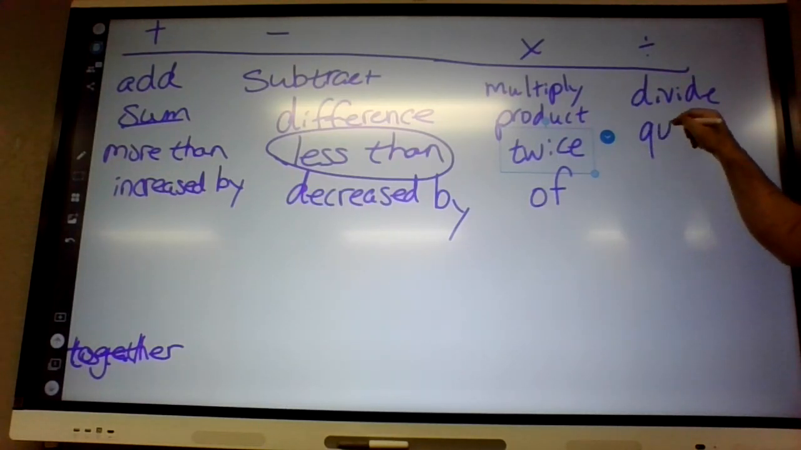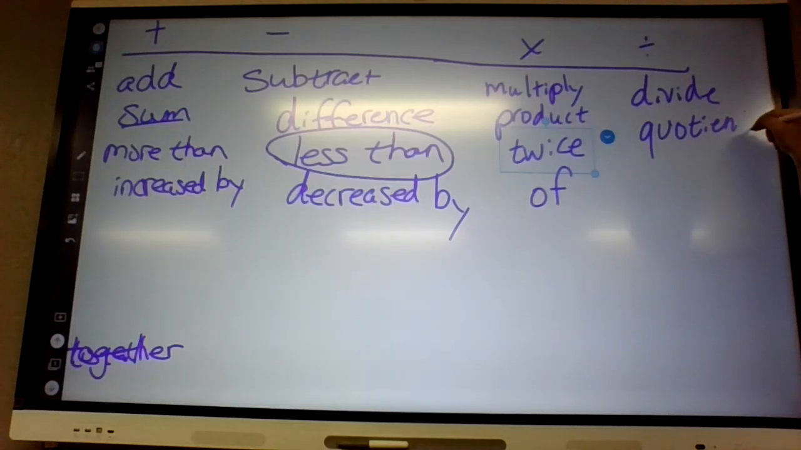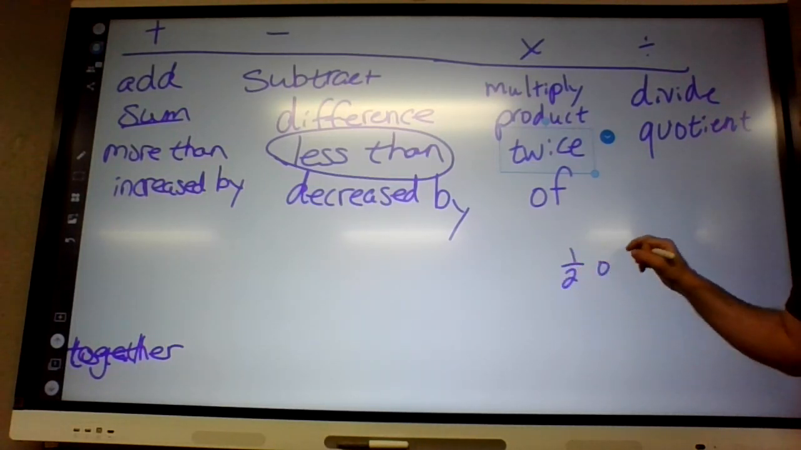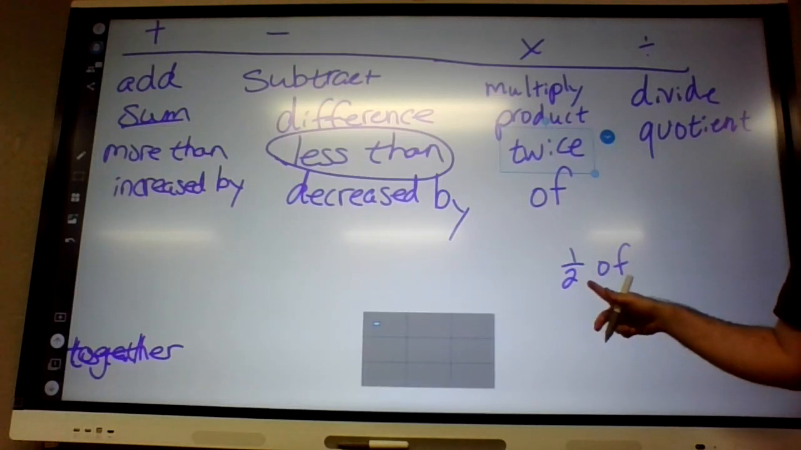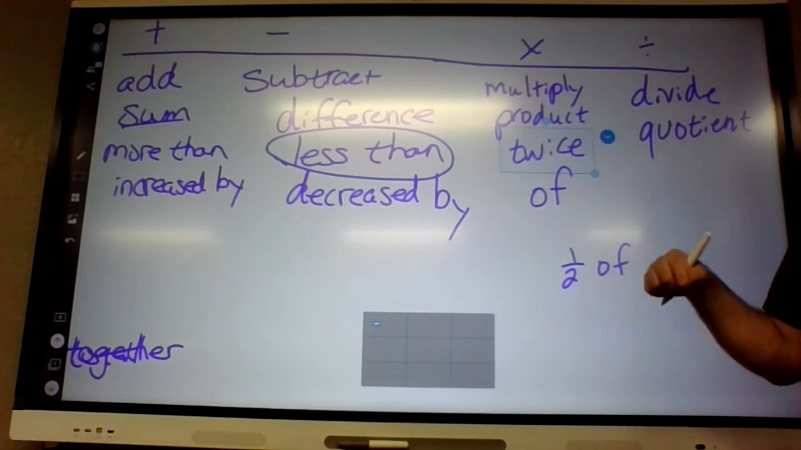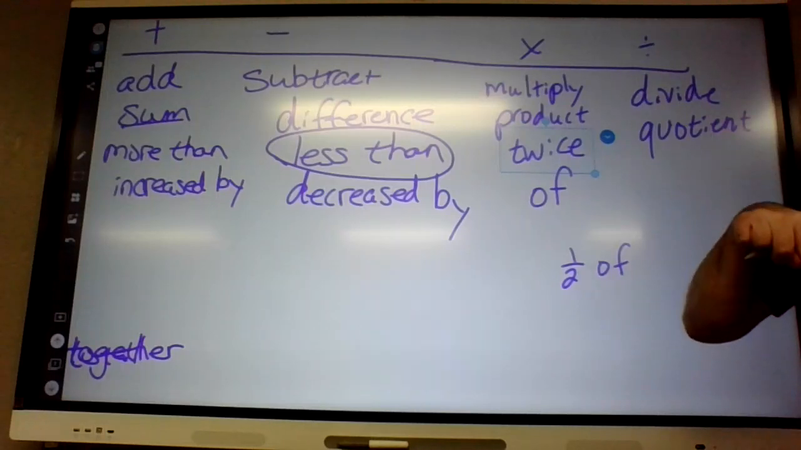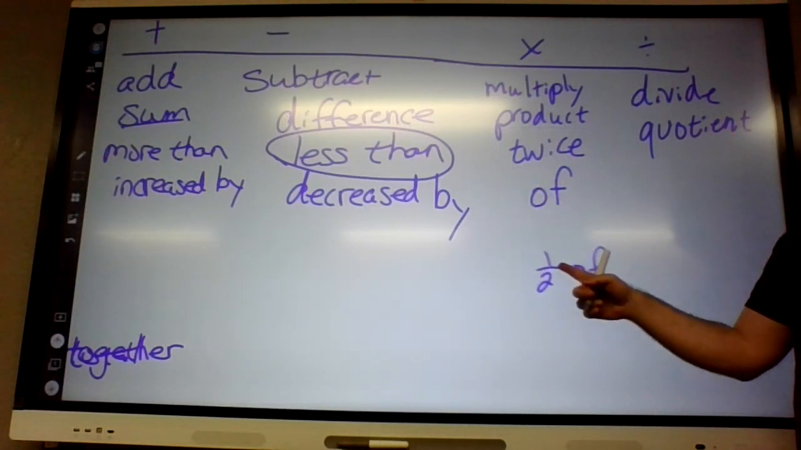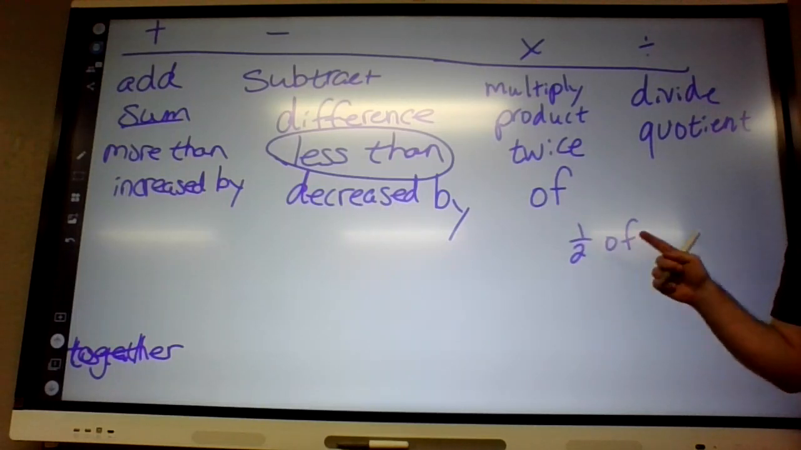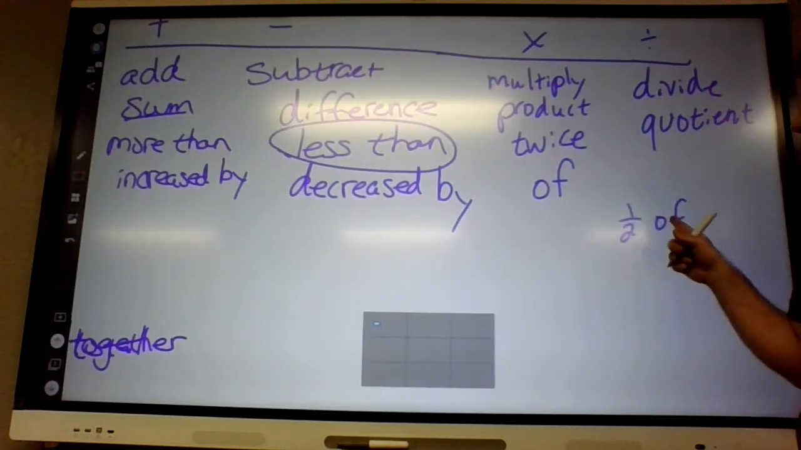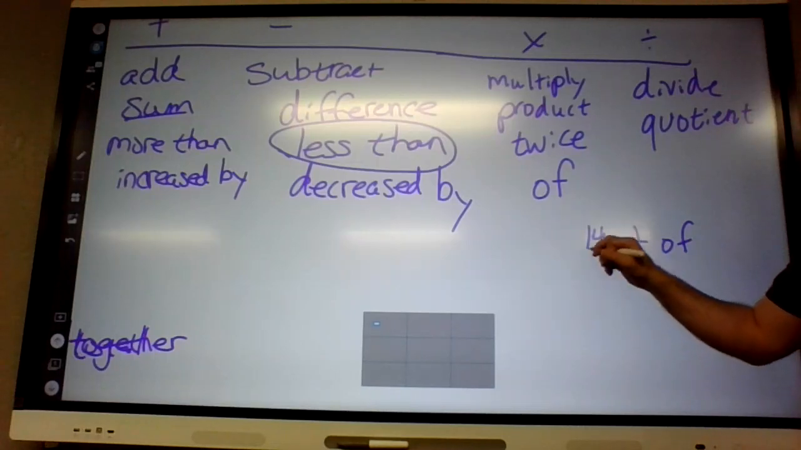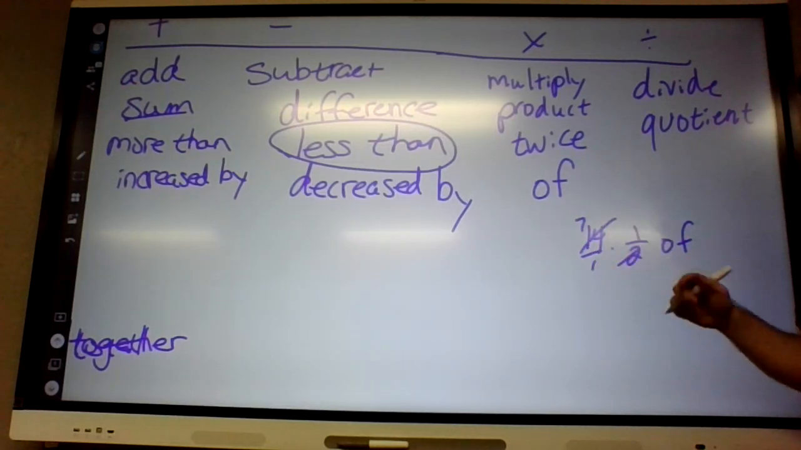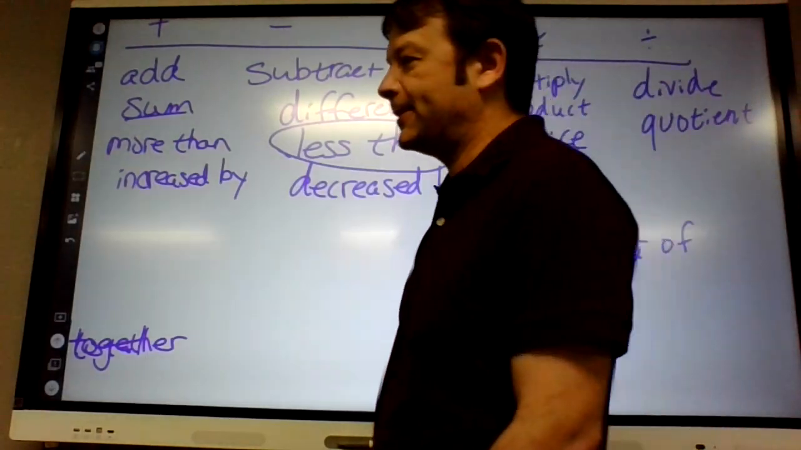I think there's only one quotient. Now, if you say half of, most of you would probably divide by 2, right? Half of your age is 14 divided by 2. Yeah. So that's fine, but it's also 1/2 times your age. So multiplying by a half is the same as dividing by 2. So anyway, either way, it's the same thing.